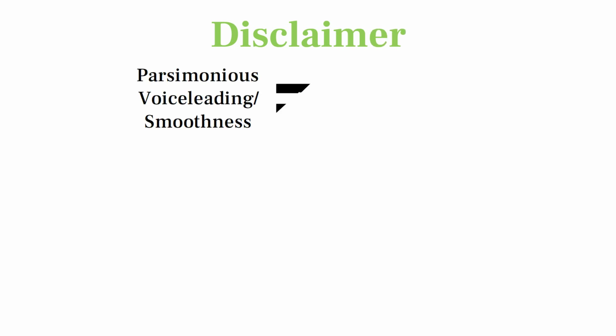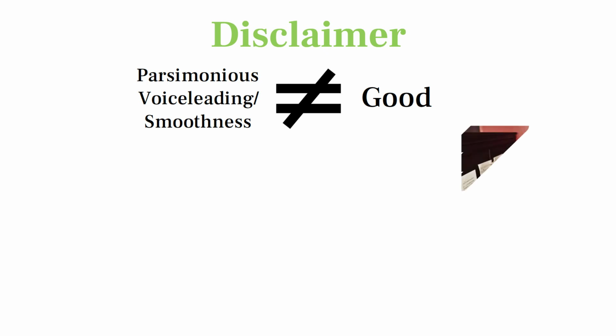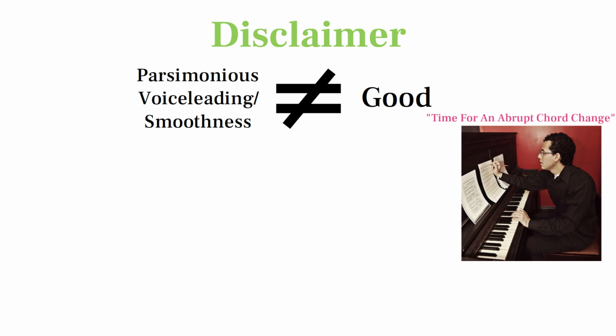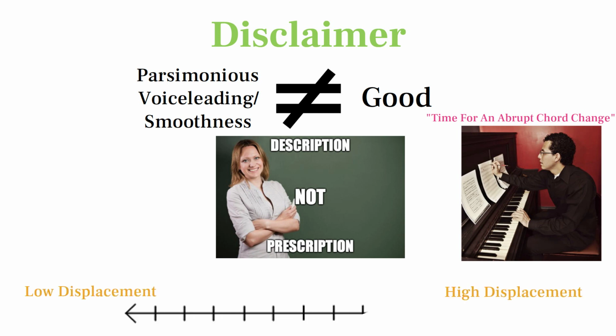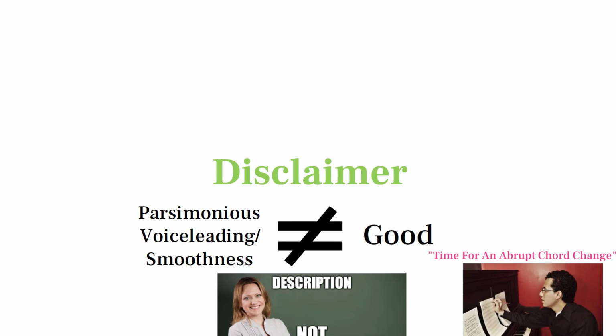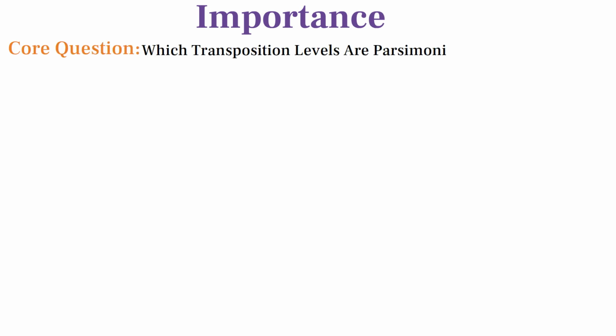An important disclaimer is that parsimonious voice leading or smoothness is not always our goal and certainly shouldn't be considered as always superior to chord changes with higher displacement. Perhaps a composer decides they want to purposely make a chord change that sounds abrupt that has high displacement. Music theory doesn't tell us what sort of chord changes we ought to make, but it allows us to describe chord changes in terms of displacement so that we may decide to make chord changes that are anywhere on the spectrum of parsimoniousness.